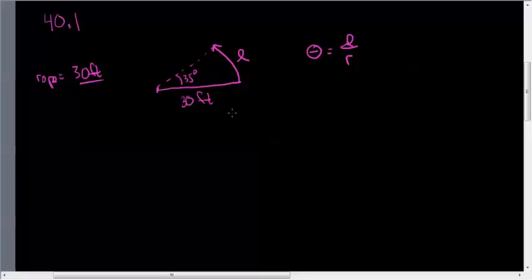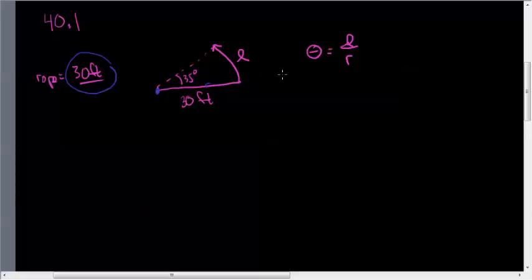Now, the first thing you have to think about is this. If the rope is 30 feet, is that the radius? Yes. So the dog's tied here to the tree or the post and out to here, so that is your radius. So your radius is 30 feet. So how far does he move?